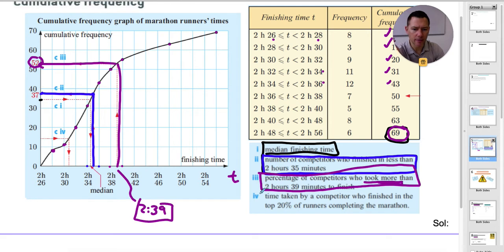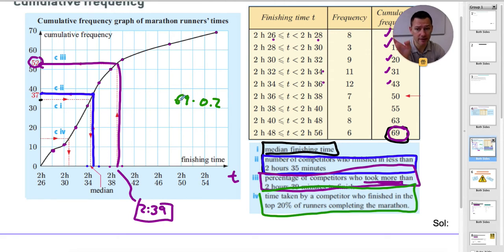And then last, time taken by a competitor who finished in the top 20%. Now this is kind of run it backwards, right? Let's find 20% of 69. So 69 people, the top 20%. So 10% is 6.9, 7. So 20% should be around 14. So I want the top 14 people. So the top 14 people is the top 20%. It's the first 14 that come in.